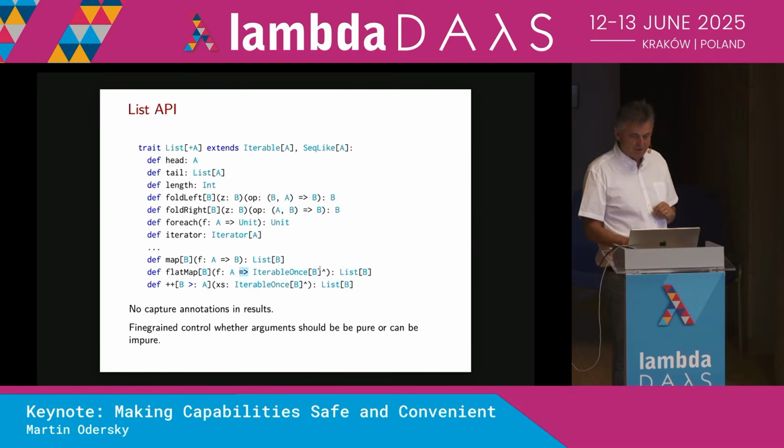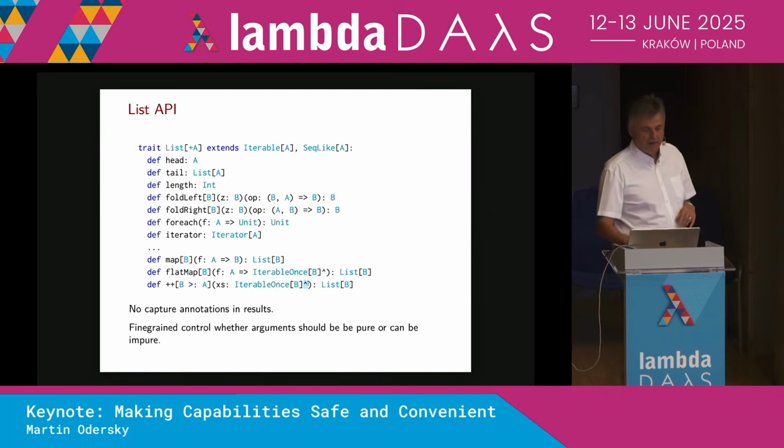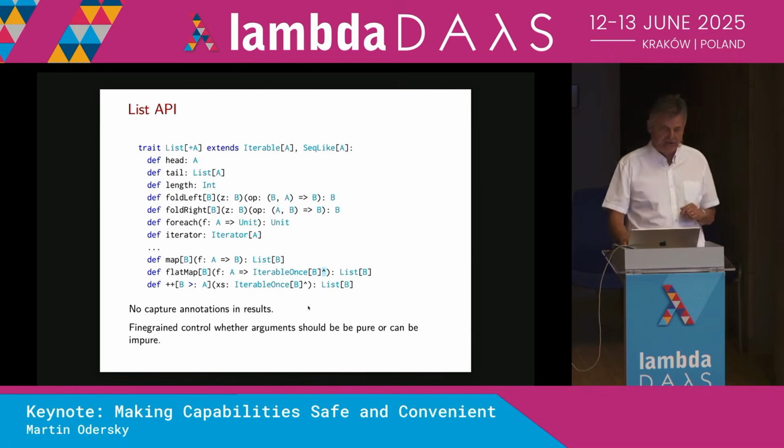Also, some of these parameters get a hat, because we say here we have these Iterables, which can be an iterator or any kind of collection. And we say, well, when you traverse it, it could have side effects. I mean, it might have side effects in existing code. So we have to add the hat to essentially enable that. Otherwise, the thing would have to be pure. But there are no capture annotations in results, and otherwise everything is as it is.